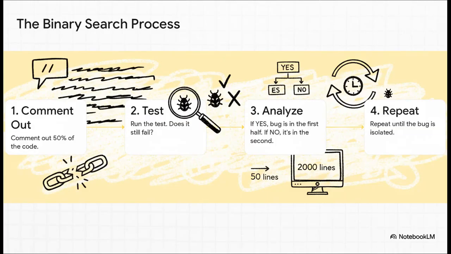And the power of this process is just its raw speed. You comment out half the code, run your test. If it still fails, you know the bug's in the code you kept. If it passes, well, the bug is in the code you just commented out. By doing this just a few times, you can shrink a 2,000-line problem down to just 50 lines in maybe 5 or 6 steps. It's incredible.